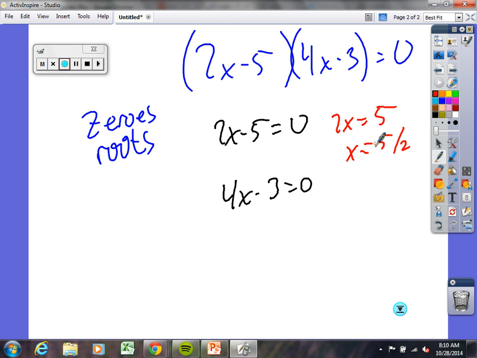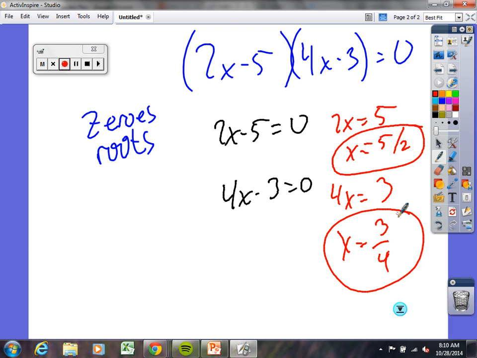Okay, so go ahead and find the other one really quick. Try the other one? Okay, so we go ahead and add the 3, wouldn't we? And divide by 4. So the answers that make this equation 0 are these two right here.